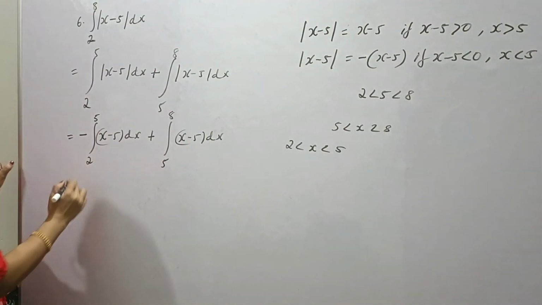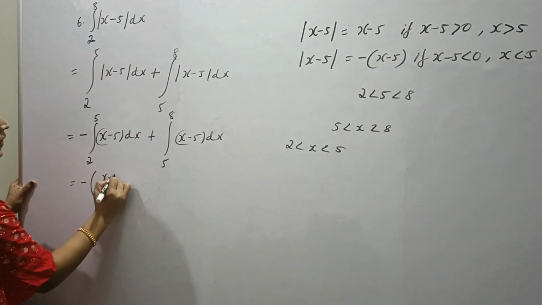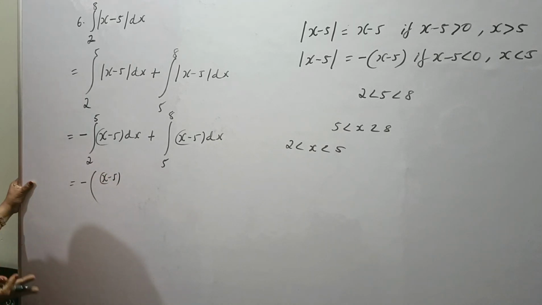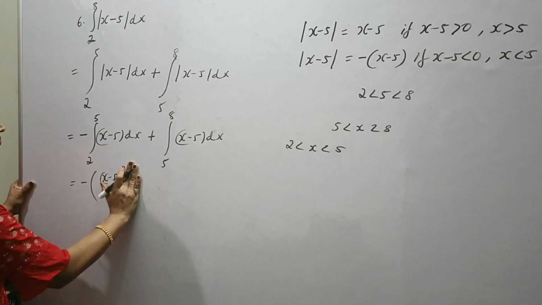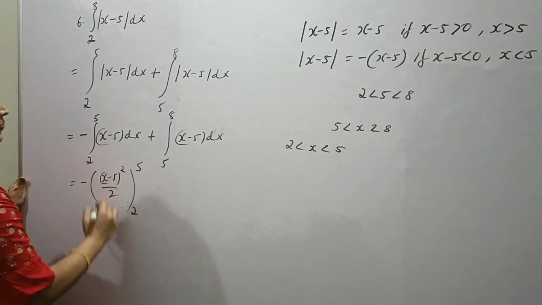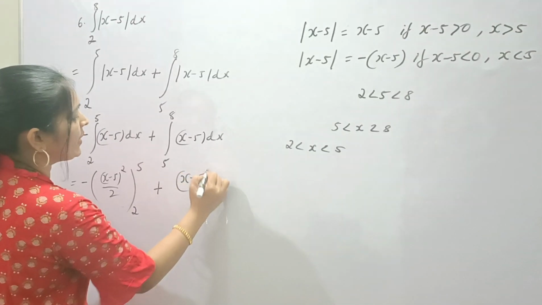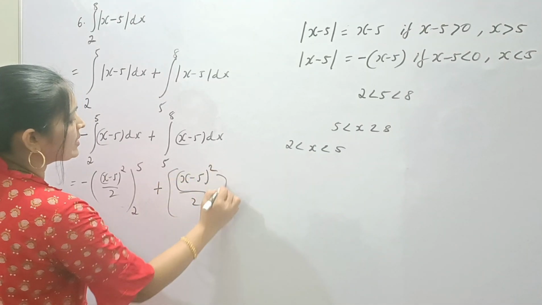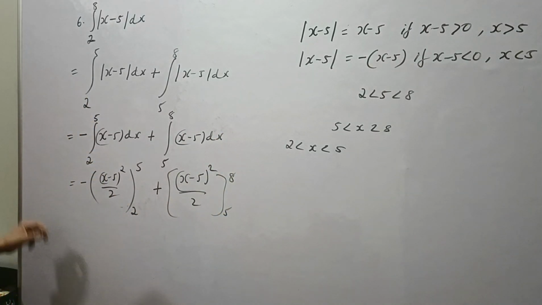Now let's integrate it. That is minus of (x minus 5) whole square. The integral of x is x square by 2, so here (x minus 5) whole square by 2, with limits 2 to 5. Plus here also (x minus 5) whole square by 2, with limits 5 to 8. Now let's substitute the upper limit and lower limit.